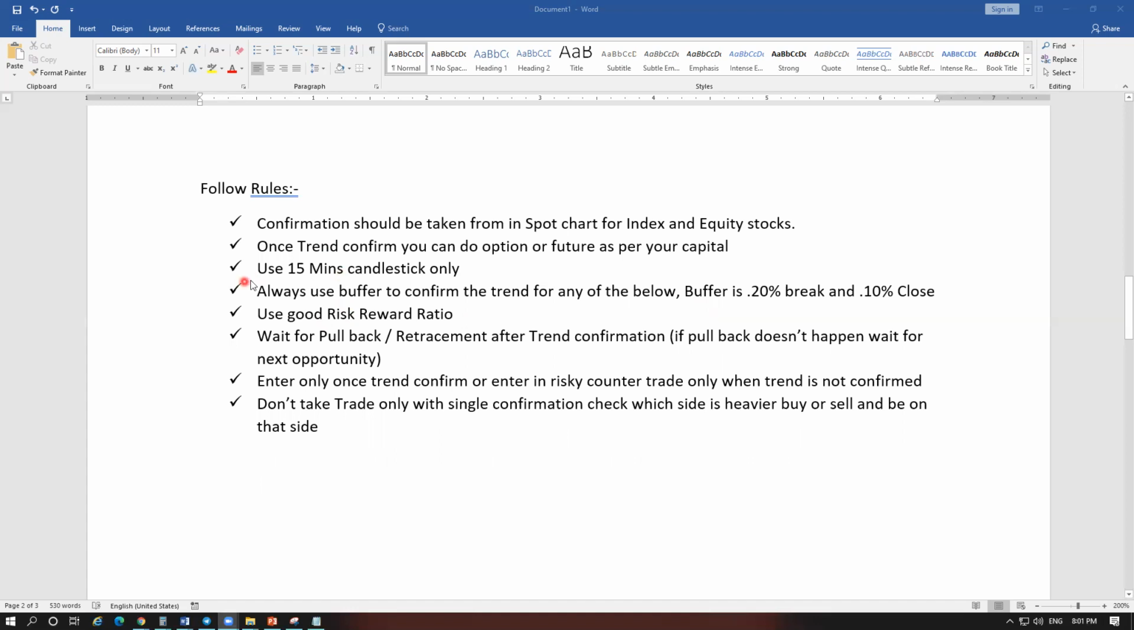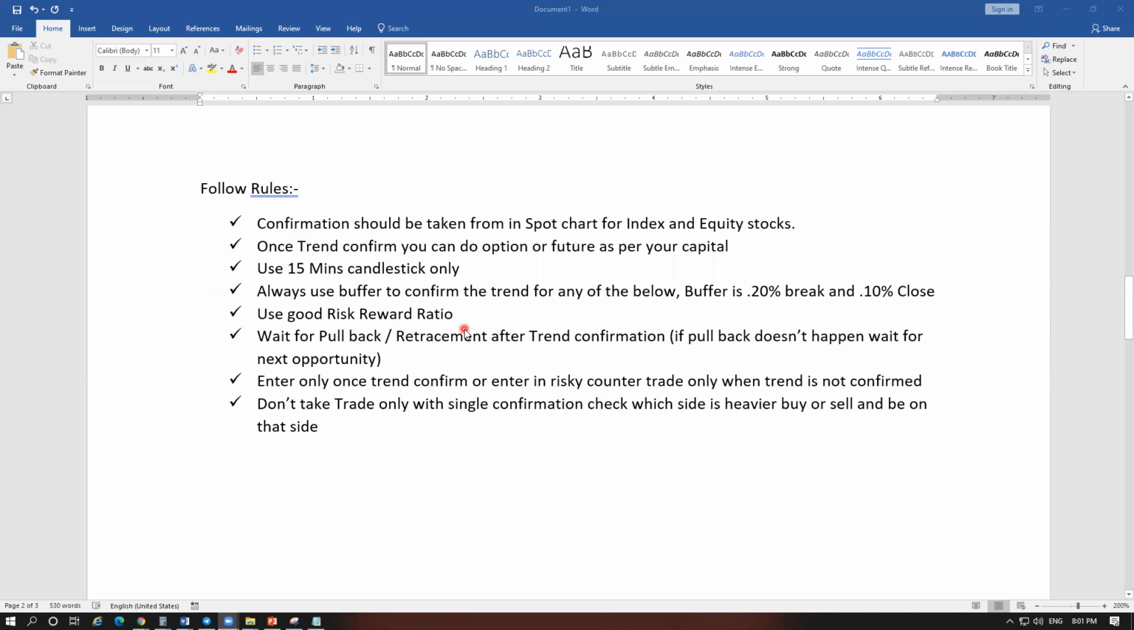Secondly, this is already informed to you. I will use 15 minutes candlestick only. Always use a buffer to confirm the trend. Now, yesterday I selected the stock. In this intraday I will select the trend, which trend I should take, buy or sell. Before selecting the trend, any breakout you get, you will always calculate with the same level with the buffer. I am following a buffer of 0.20% break and 0.10% close. I will explain this with an example afterwards.